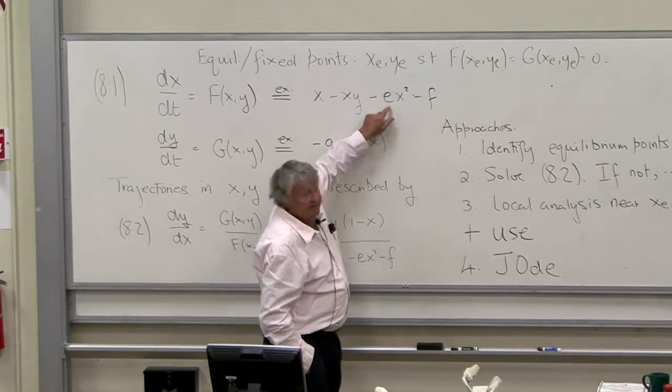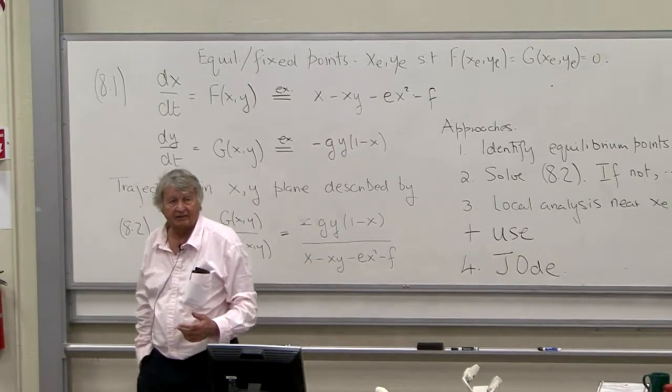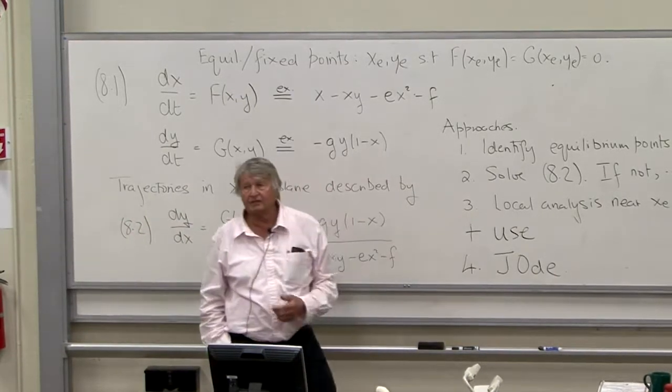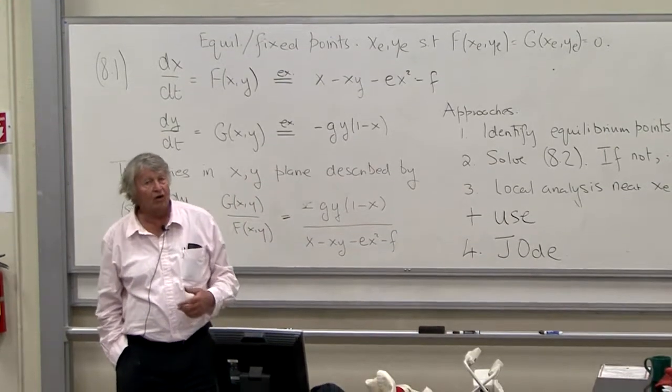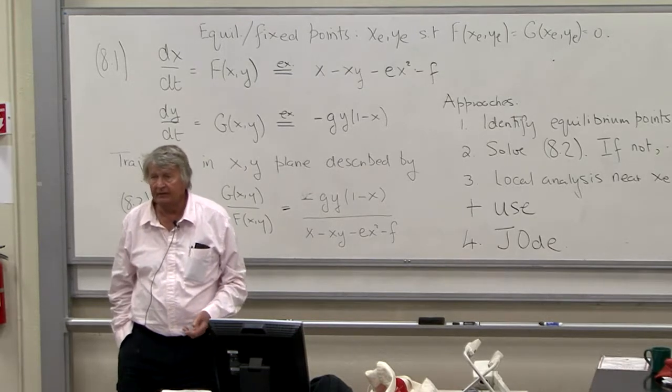E then is related to the saturation, to the number of rabbits that the environment can sustain. And F is some culling. Either you're handing out hunting licenses or you're poisoning the poor rabbits. Okay?